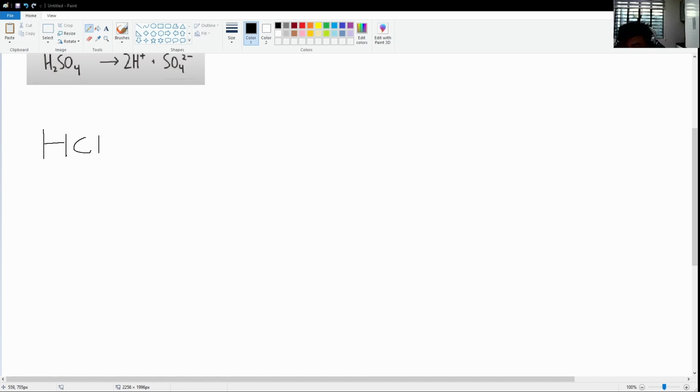The first thing that I want to do is break this up into the two ions that it's made out of. So it's H plus and Cl minus. It's going to be Cl minus because the charge on the H plus must be balanced out with the minus one. So the negative ion that we're going to be working with here is Cl minus.